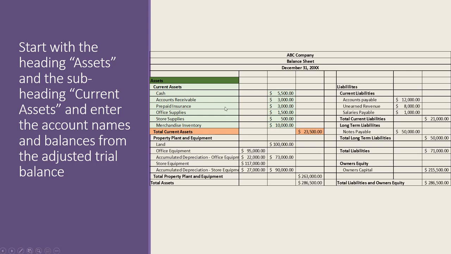So we start here with the top half, our current assets. The actual account balances get listed in the middle column. This total current assets is just adding these numbers in the center column together and then posting that total out here in the right-hand column.